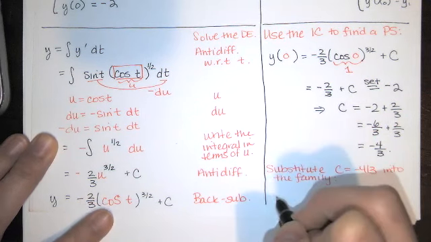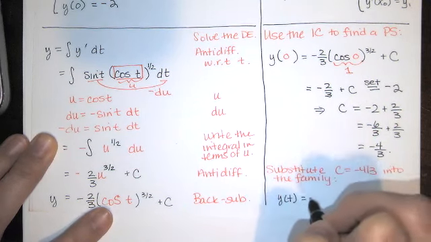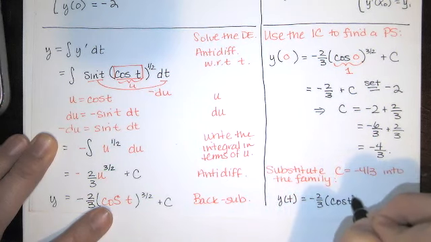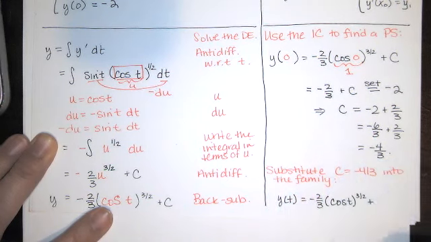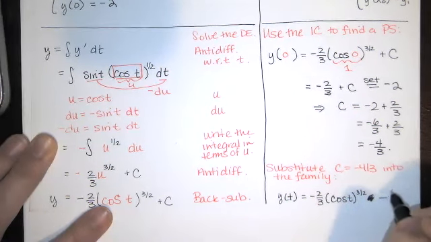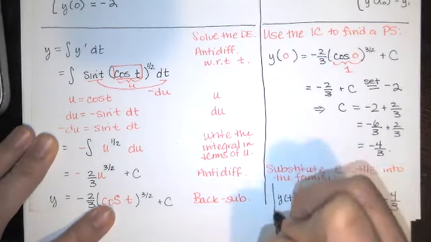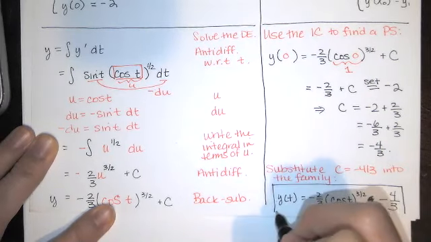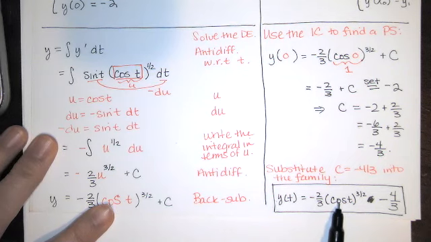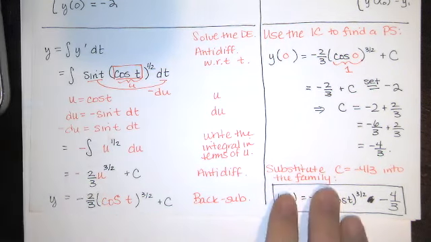Okay, so we have y of t equals negative 2/3 times cosine of t raised to the 3/2 plus c, and c is negative 4/3. I guess I'll say minus 4/3. And that's my y of t. That's going to be well defined as long as cosine of t is positive. Ooh, that's actually a little bit tricky.